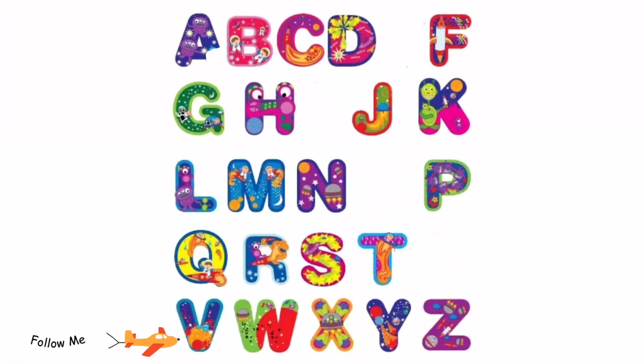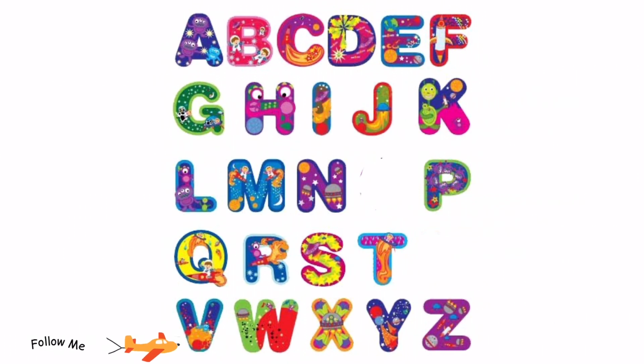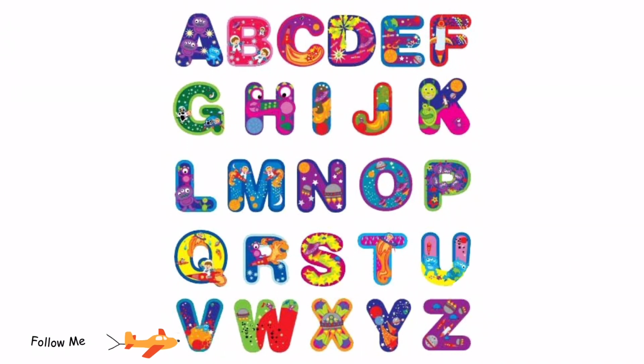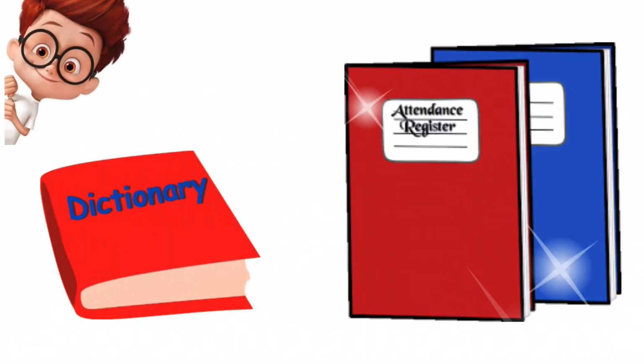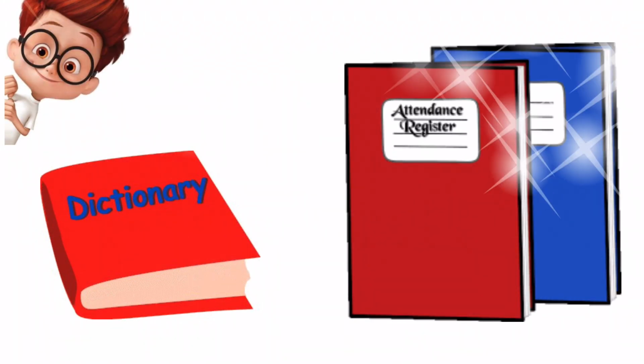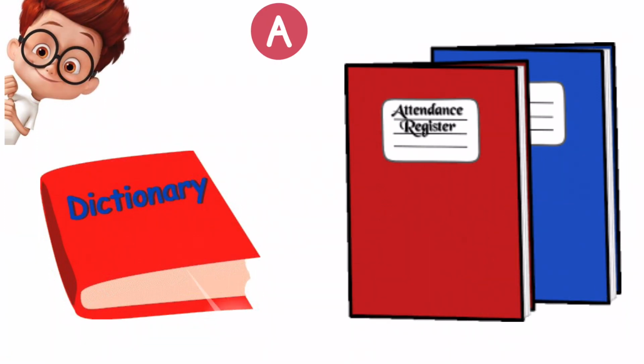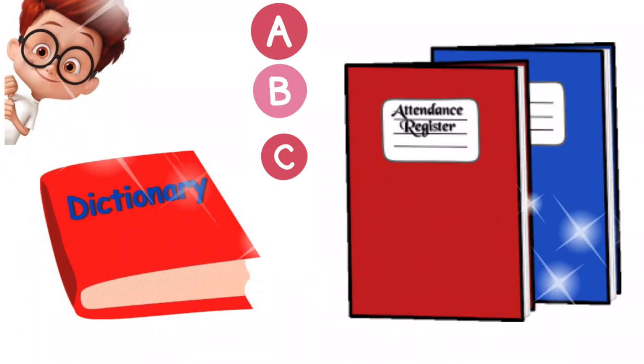There are 21 consonants and 5 vowels in English alphabet: A, E, I, O and U. Also, if you want to find the meaning of any word in a dictionary, all the words are written in alphabetical order. And your teachers also write your names in the attendance register in alphabetical order. It is also known as ABCD order.